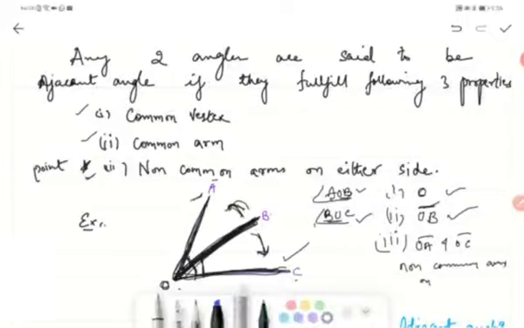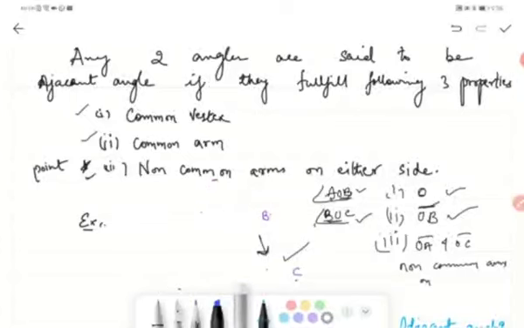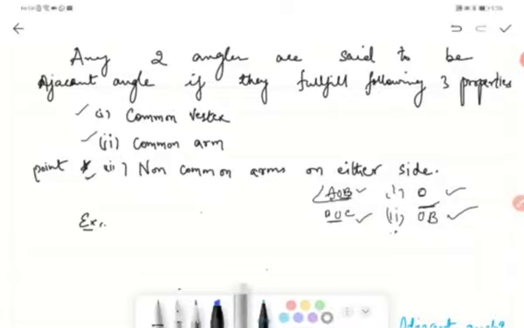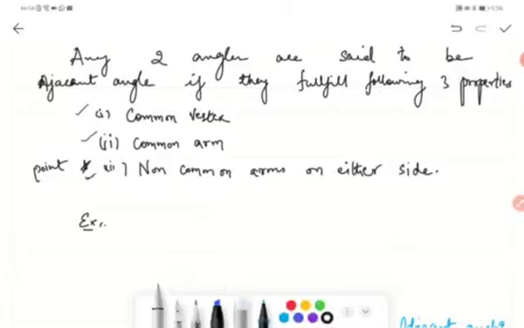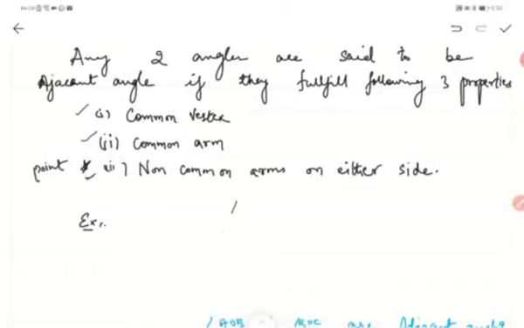Now let me take other angles and let's see whether they are adjacent or not. When I take one more example, your third point will become very clear to you. What exactly does that mean? So again I will take the same type of figure, you have AO, BO and CO. They are all meeting at a point O.